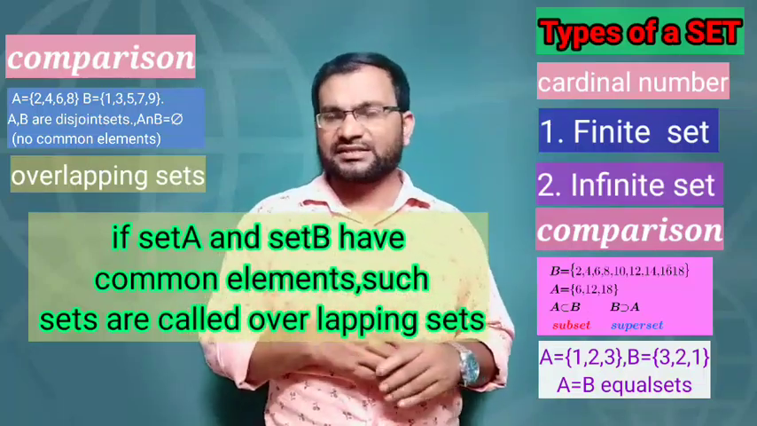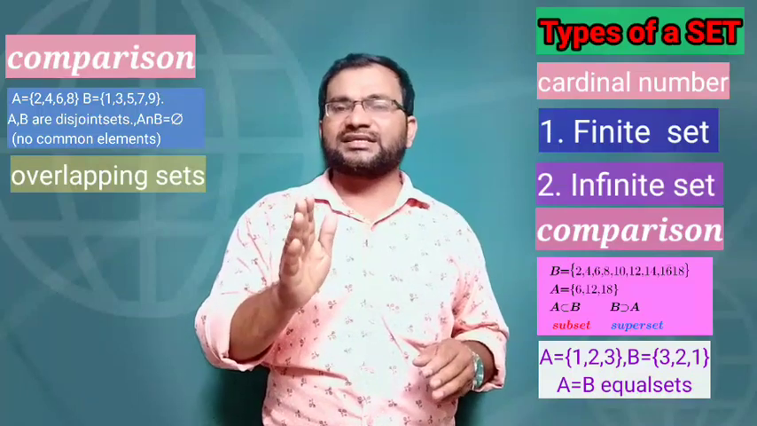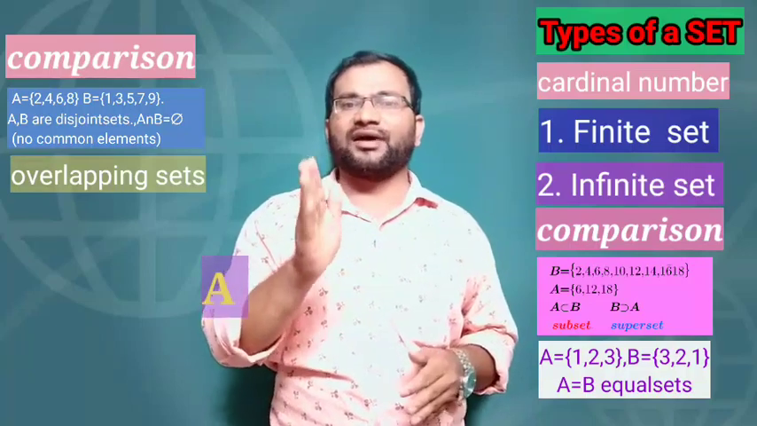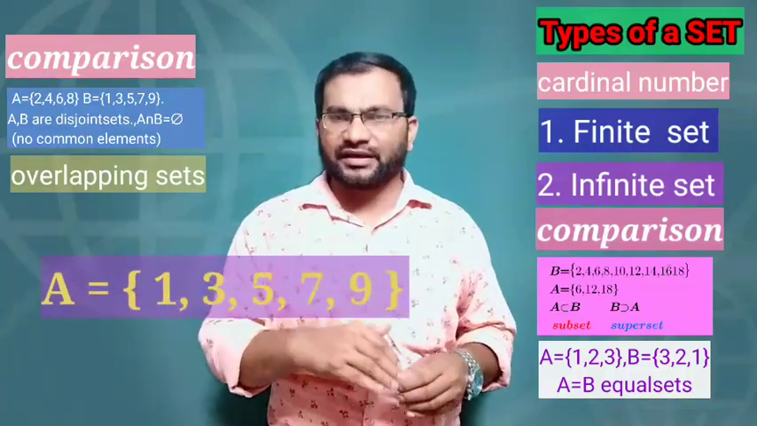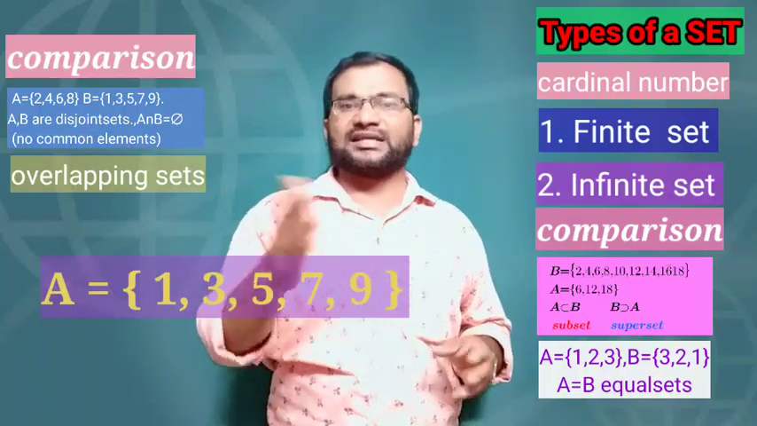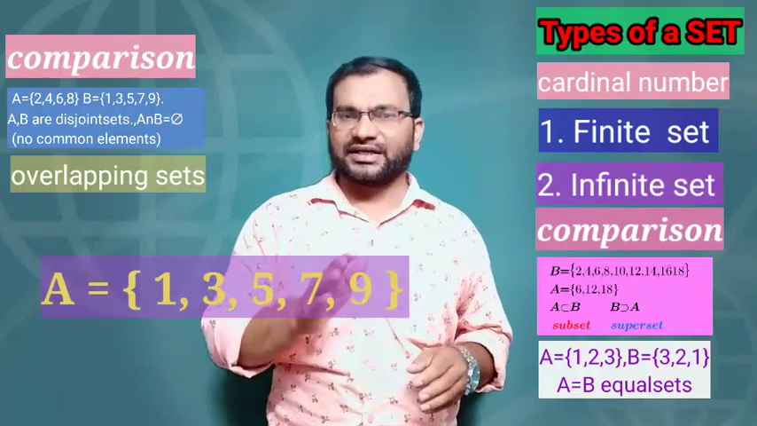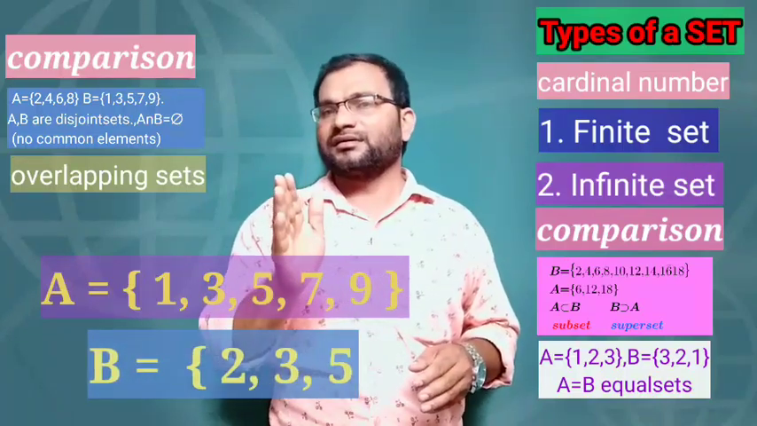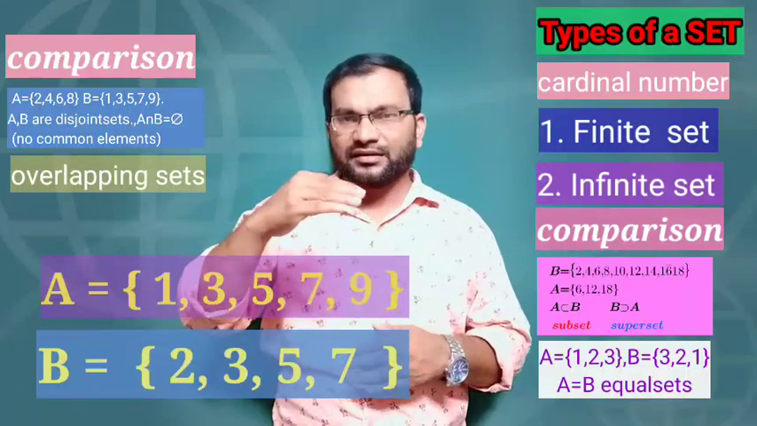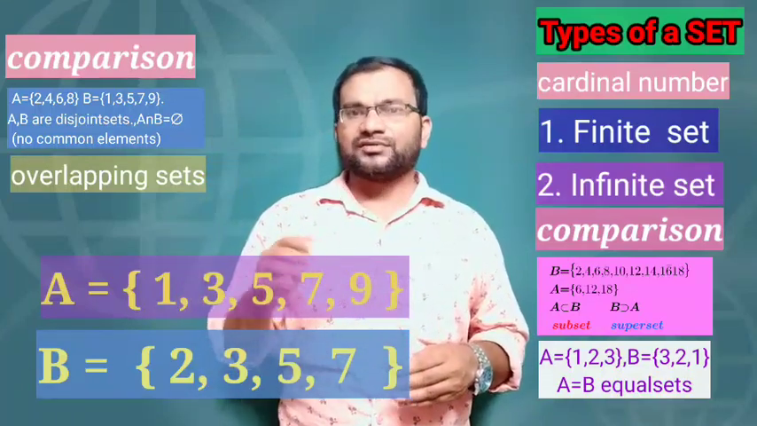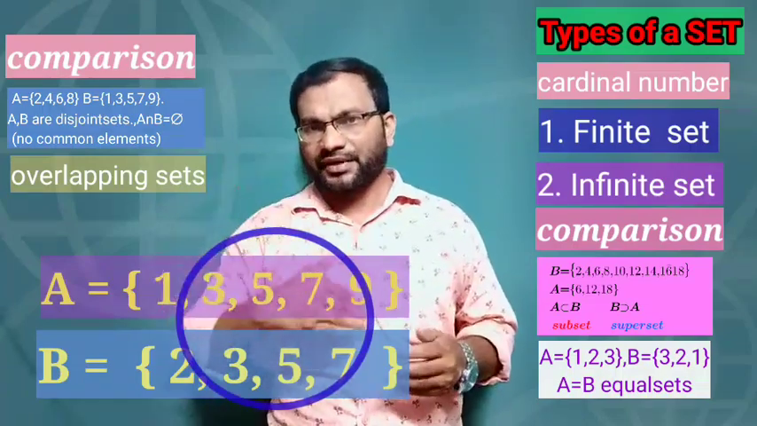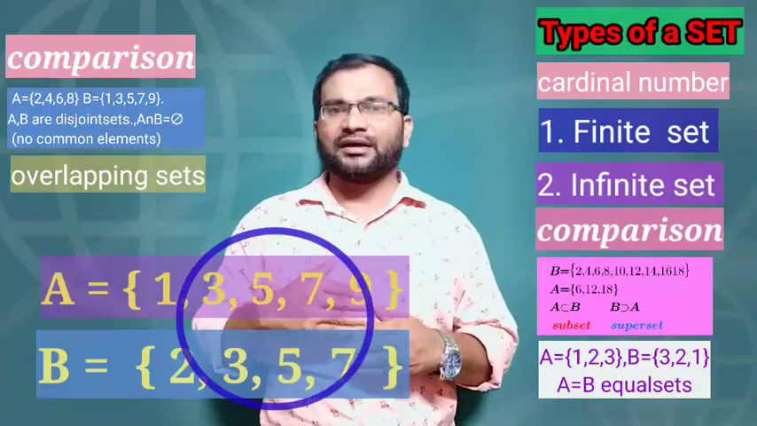But suppose my set A is X such that X is an odd number less than 10. So I get 1, 3, 5, 7, 9. And another set B is X such that X is a prime number less than 10. So I get 2, 3, 5, 7. Set closed. So here you compare set A to set B. You see that 3, 5, 7 are common elements in both A and B. So A and B are called overlapping sets.